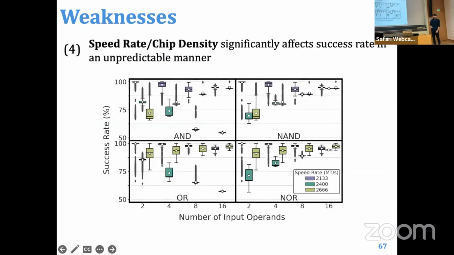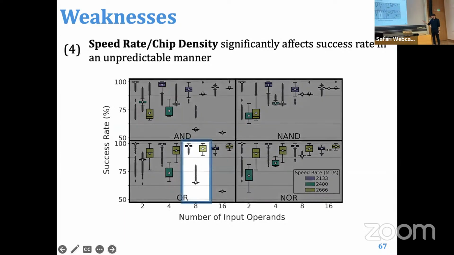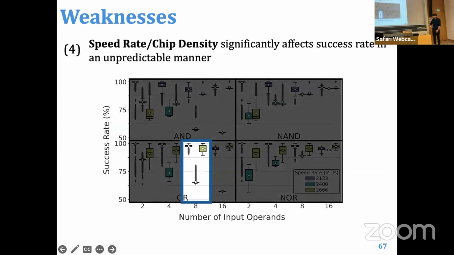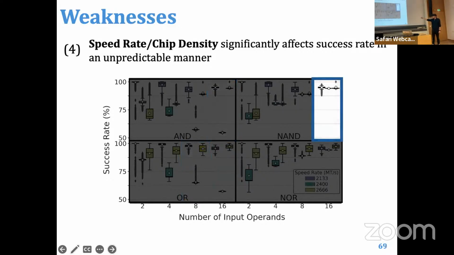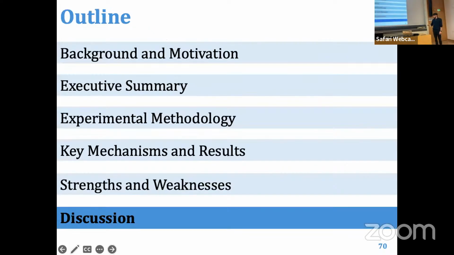And finally, the speed rate doesn't make any sense. Why does this happen? Either there is a huge correlation with the speed rate, so these operations are really sensitive to it, or they have nothing to do with it and this is just statistically insignificant, just randomness. But in NAND and OR, it plays a huge part. In NAND, in many operands, we see it plays no part. It is weird. Are there any questions about strengths and weaknesses?